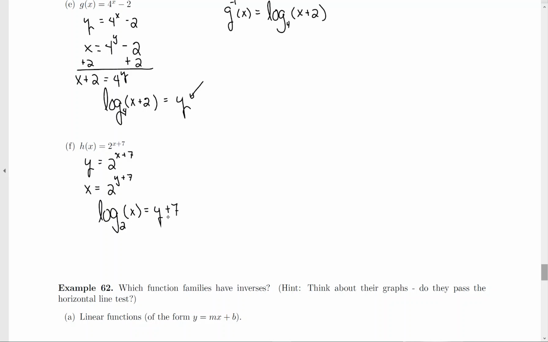Solve for y, subtract 7 from both sides of the equation, and we have log base 2 of x, our x is in parentheses, and then just a minus 7 equals y. So our inverse, h inverse of x, is equal to log base 2 of x minus 7.